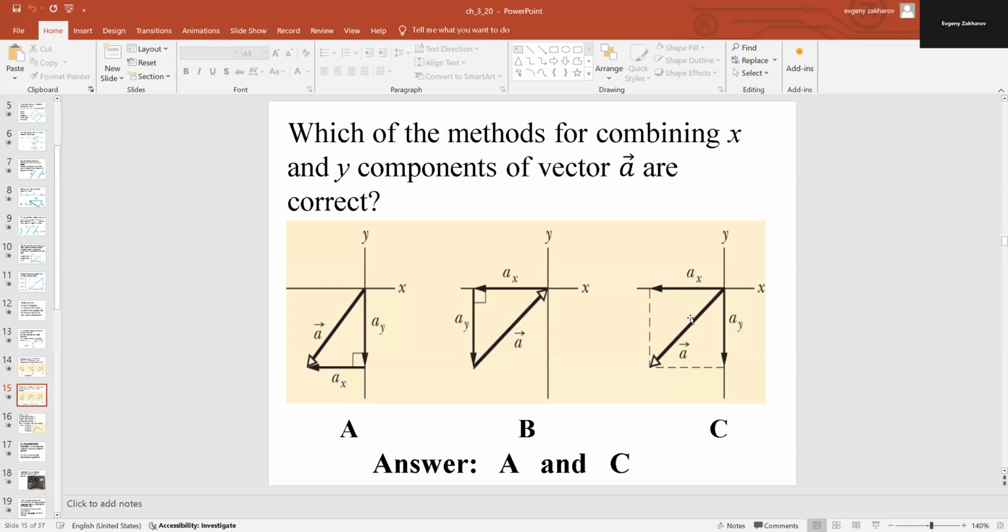For option C, it's all good. Classic parallelogram method. Everything starts from the same point, x component, y component, and the answer for the vector sum starts from the same point, and you can see that it's exactly the same answer as for a triangular method with commutative law applied.